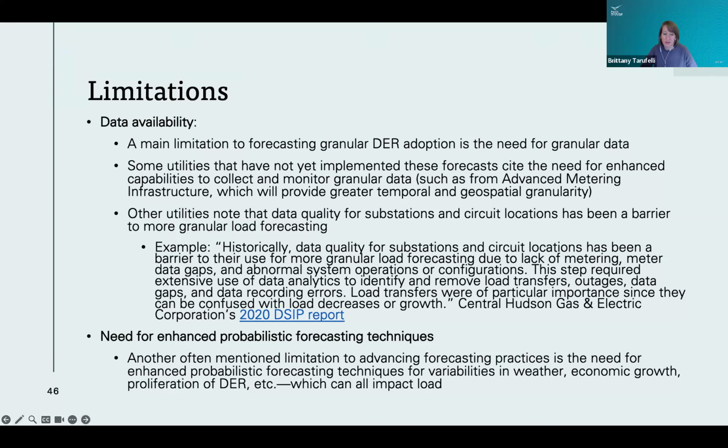There also can be some issues around data quality. And I have an example here from a New York utility where they talk about how the system is set up for load transfers, which allows them to transfer load from one circuit to another if there's an issue. But that can create data quality issues when looking back at the data. It's hard to understand whether it was an actual load transfer or load decrease or load growth on different circuits. So these types of challenges relate to data, and they apply to more granular load forecasting. And then another challenge identified is the need for this more probabilistic forecasting, considering these different future scenarios. And that's just a challenge that utilities are also dealing with. Next slide, please.